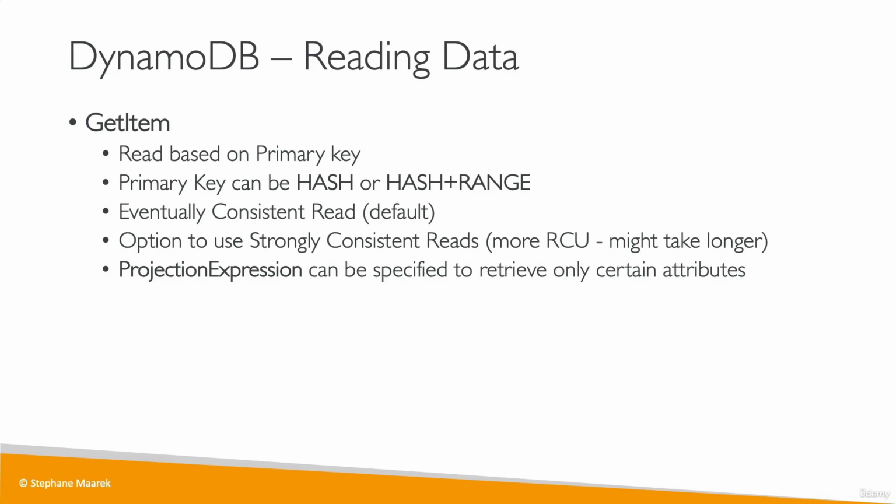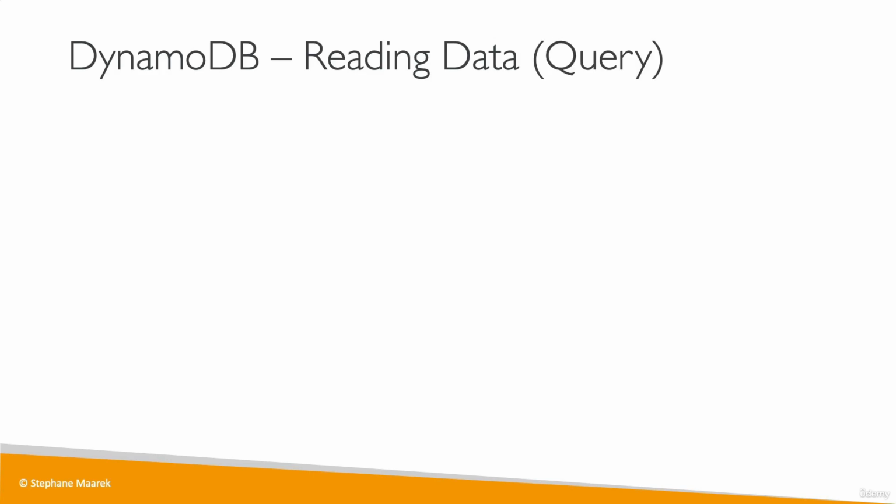You can also specify a projection expression in your API. And this projection expression is going to help you receive only a few attributes out of DynamoDB.